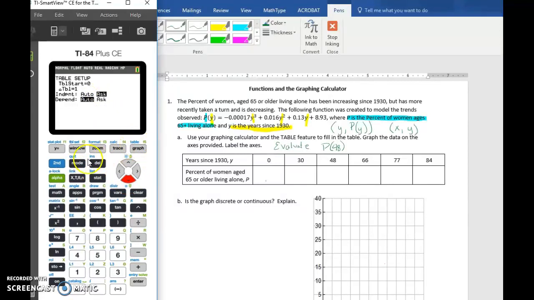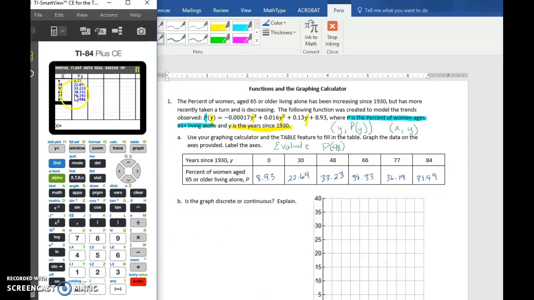Now I'm going to go to my table, and second graph is my table. And if you have a list of values right here, just hit the delete key if it's blank, and then you're ready to go. And so you're just going to type in the input values, the Y values, which in this case is considered the X values, and it's going to automatically generate these output values. So go ahead and type those in to create your table, and then write them in the table area.